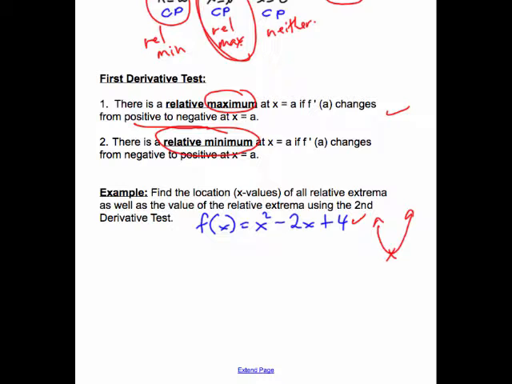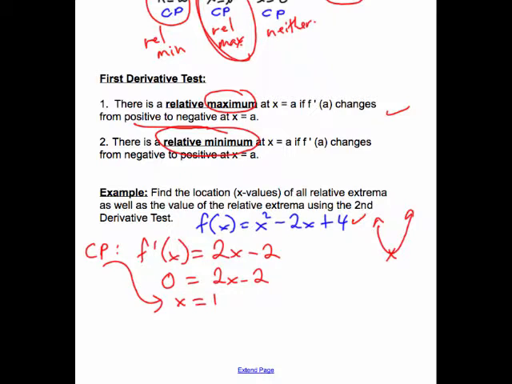Alright, so we have to first of all find our critical points, which is where the derivative is 0 or undefined. So we've got a derivative as follows. The critical point is when the derivative is 0 or undefined. Well, this derivative will only equal 0. The derivative will never be undefined. So therefore, at x equals 1, this is my critical point. This is a point where the derivative is 0 and where a relative min might occur.